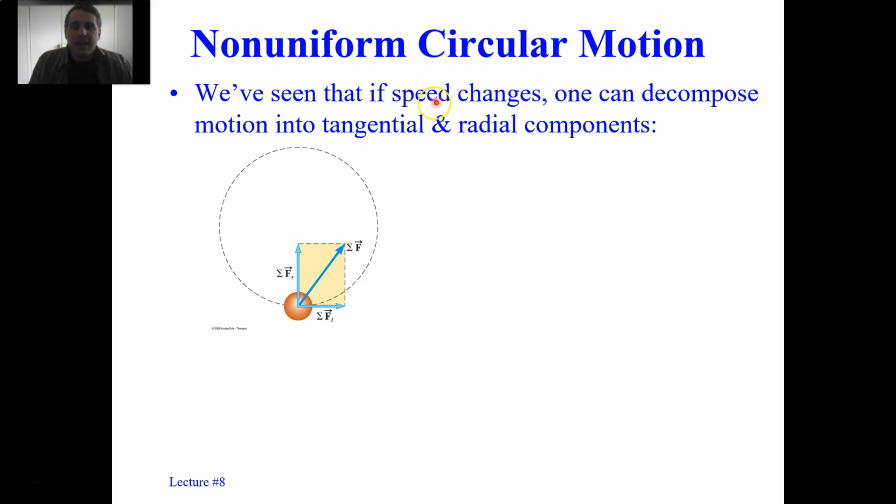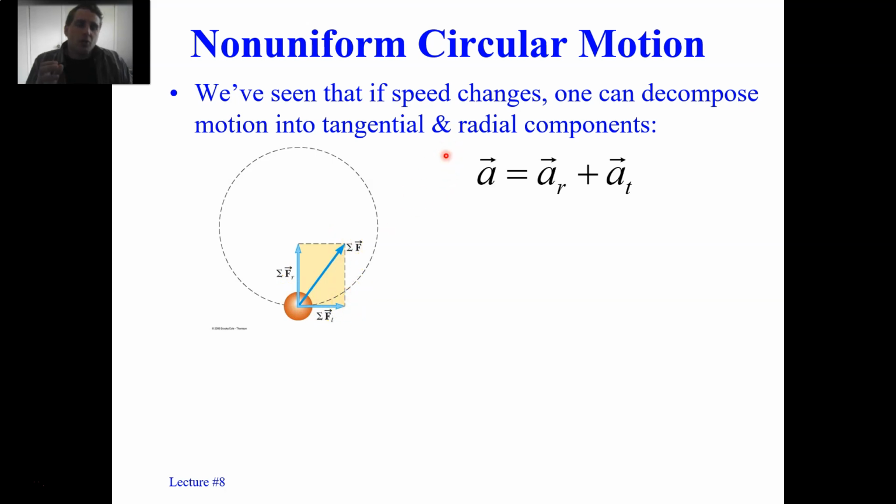We've seen that if speed changes, one can decompose the motion into tangential and radial components. So the tangential component is tangent to the path. The radial component is toward the center of the circle, perpendicular to the path. And the sum of those forces is the vector force sum. And notice that again, you could think about this like a right triangle.